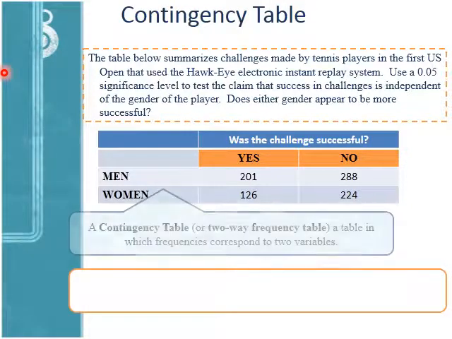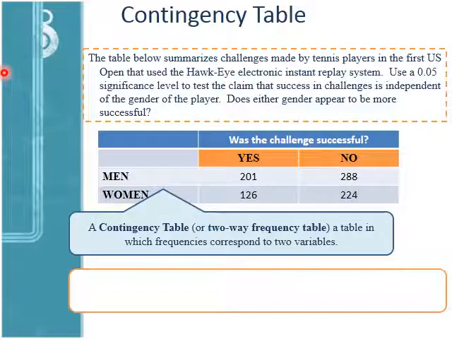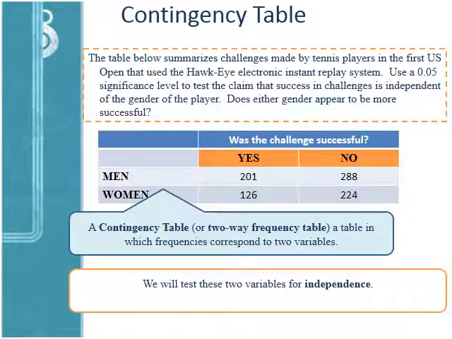This is what we call a contingency table, or a two-way frequency table, in which frequencies correspond to two variables. The two variables in this case are the gender and the success of the challenge. The frequencies we get: 201 out of all of them were successful for men, and 288 challenges were not successful for men. So we're comparing the gender to the success in challenges, and we're asking the question, are they independent? So we test these two variables for independence.